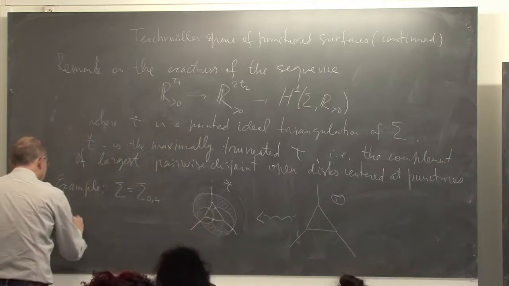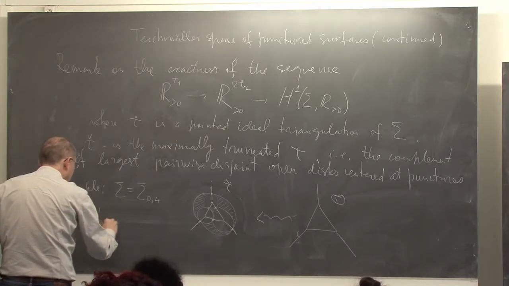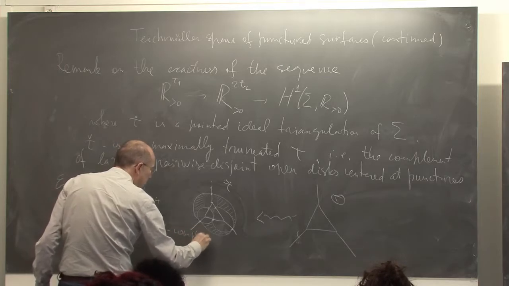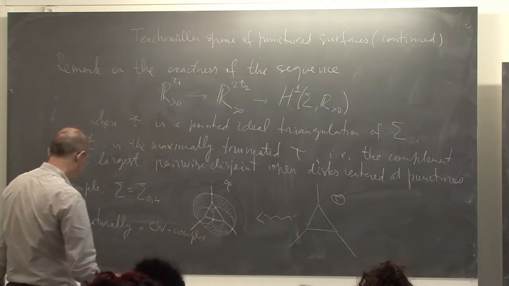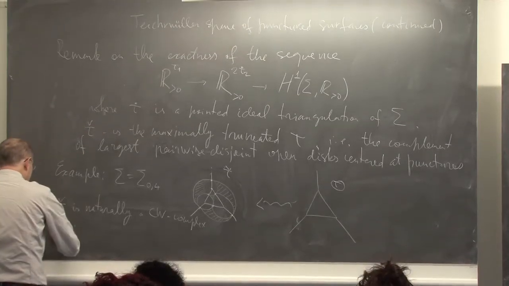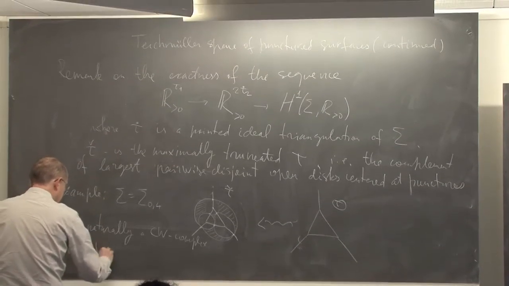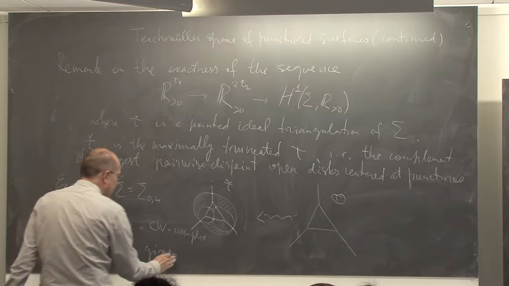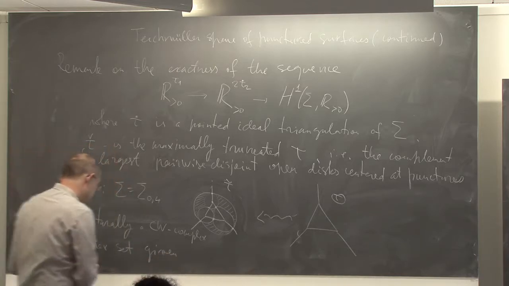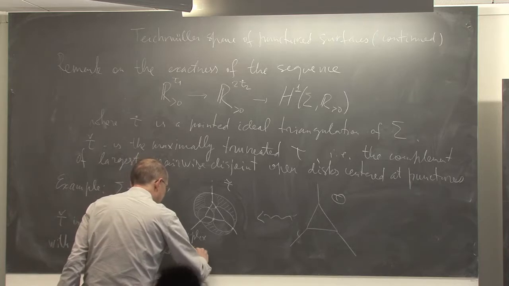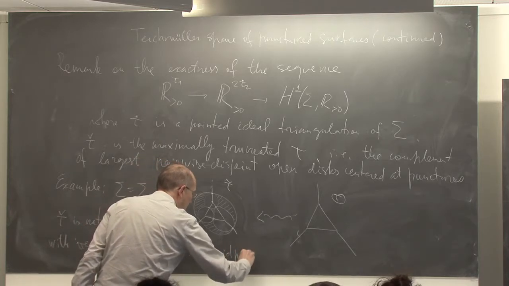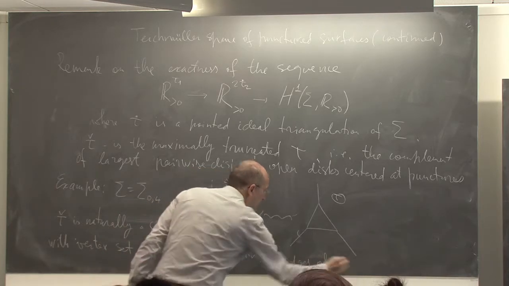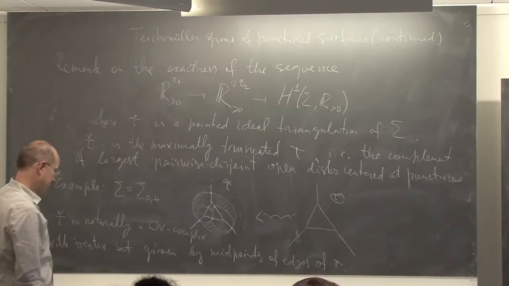So tau check is naturally a CW complex, with vertex set given by midpoints of edges of tau. Okay, so that's the first thing.